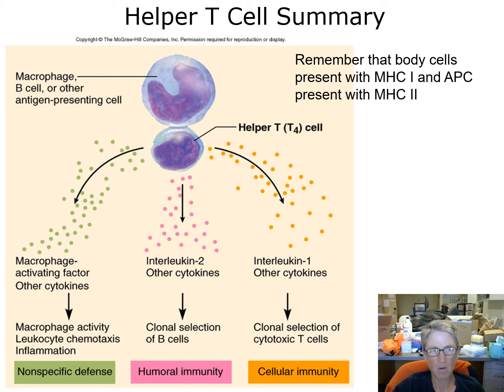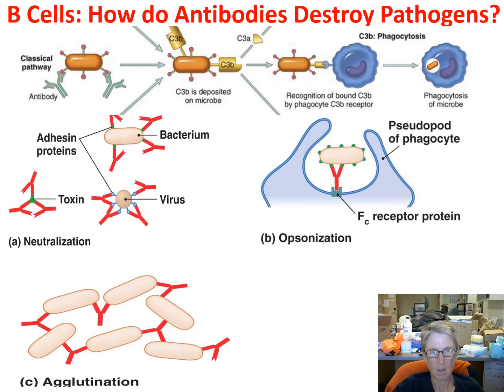So here's a macrophage, B cell, or some other antigen presenting cell, which could be a dendritic cell. Helper T cells are here. When helper T cells bind to the antigen presenting cell, they can play a role in non-specific defense, humoral immunity, and cellular immunity by secreting these cytokines. I think that might be it. Maybe not. Let's see. Oh, yeah, there's more.